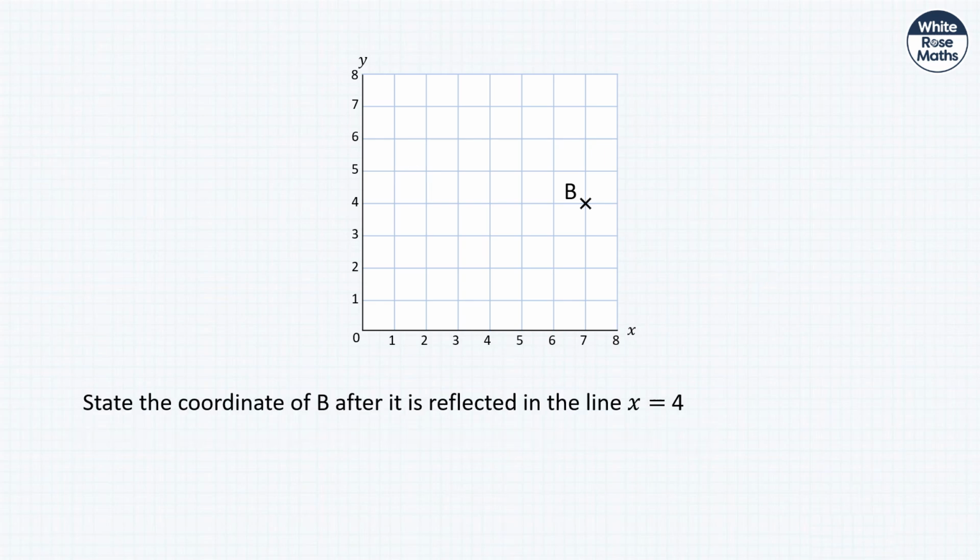This next one, state the coordinates of B after it is reflected in the line x equals 4. So x equals 4 here is what we call a vertical line. So this is my attempted dashed line. So it goes 1, 2, 3, 1, 2, 3. So it's going to go there. I'll call it B dash, for reflection. So the coordinates will be 1, 4. Along the corridor and up the stairs, guys.